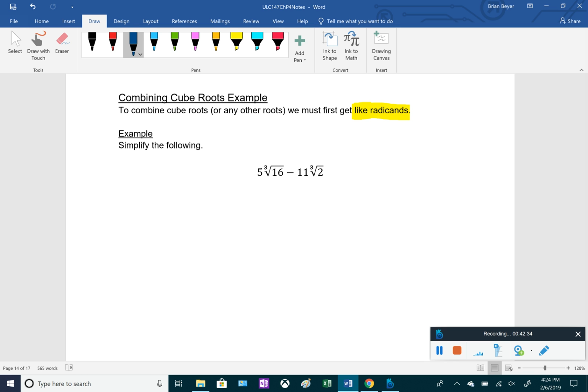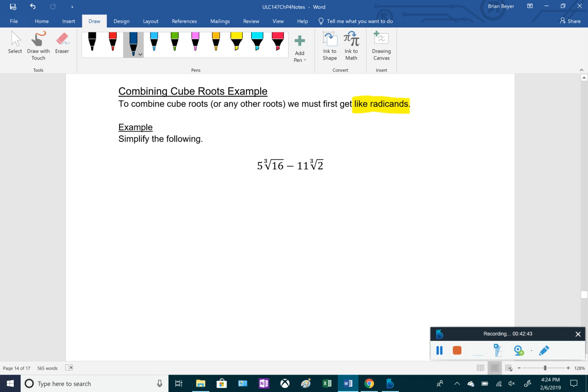So we can't do anything to the cube root of 2. That's already, can't get any smaller. It's already a prime number. We can't split it up into factors. So let's work on doing it to 16. For 16, we have to think of factors of 16 where one of them is a perfect cube. So I'm just going to write over here factors of 16. We can have 1 times 16, 2 times 8, and 4 times 4. So 1, 2, 4, 8, 16 are factors of 16.